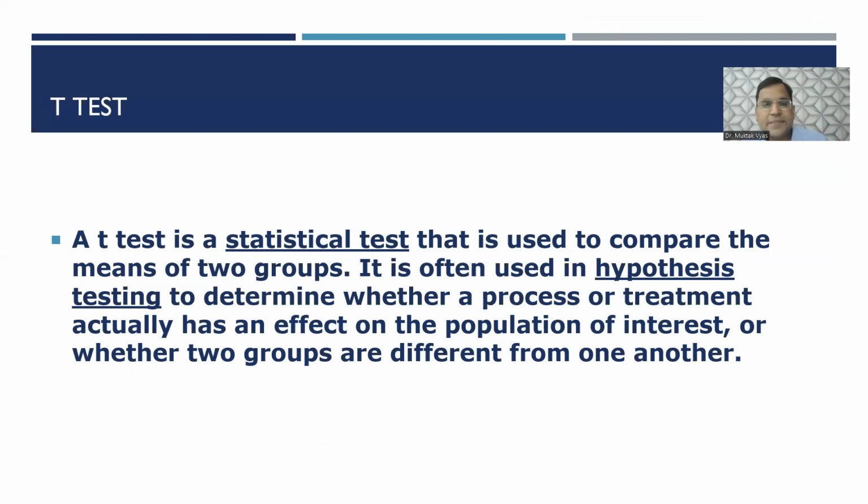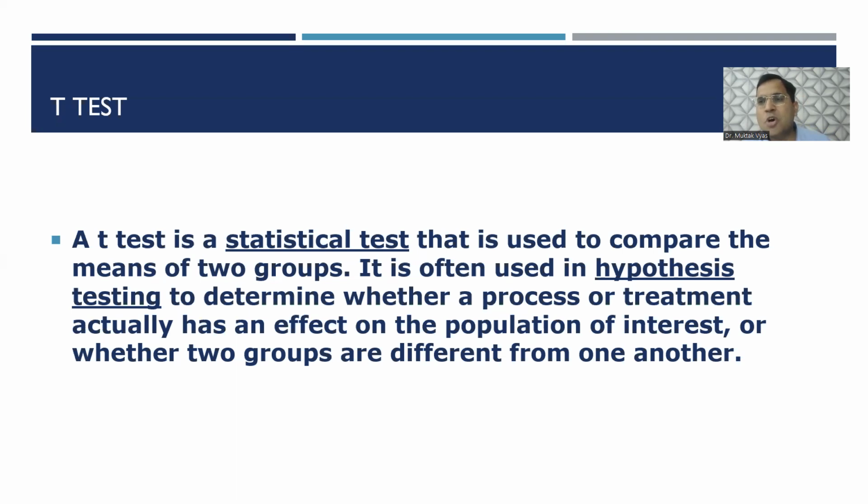Now coming to the t-test. A t-test is the second category of parametric test. It's a statistical test that is used to compare the means of two groups. It is often used in hypothesis testing to determine whether a process or treatment actually has an effect on the population of interest, or whether two groups are different from one another.